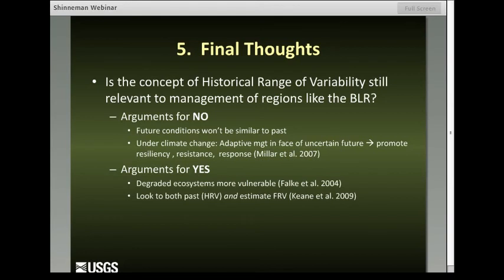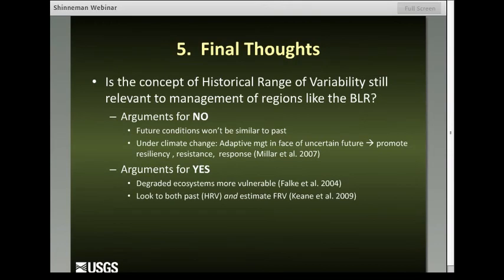One is that trying to restore or use the historical range of variability as a target for restoration or for management is really no longer relevant, that the future conditions just won't be anywhere near those that we've experienced in the past, and that under climate change, a better emphasis would be to aim for adaptive management strategies in the face of an uncertain future, where we're focusing more on promoting resiliency or resistance or responsive ecosystems in directions that are likely to be more sustainable.